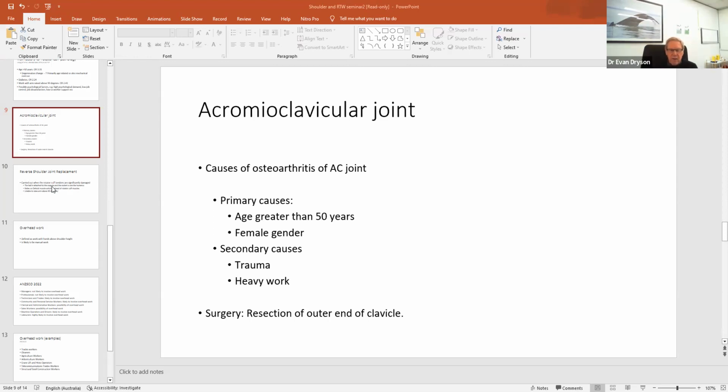Now, I've just put here what you can do in the way of osteoarthrosis of the joint. It can be resected surgically, and what they do is cut off the outer end of the clavicle where it joins the acromion, so that the joint is effectively excised, it's taken away, and you have fusion between the acromion and the clavicle with good relief in pain, and also no longer bulging into the acromioclavicular space, subacromial space. So next one, please.